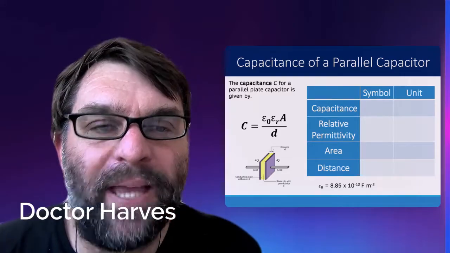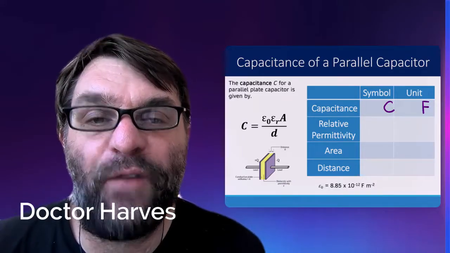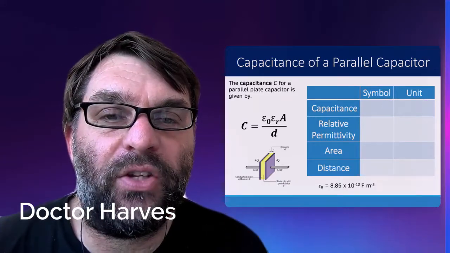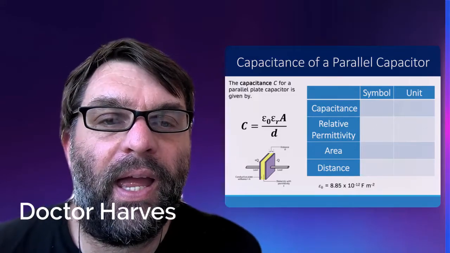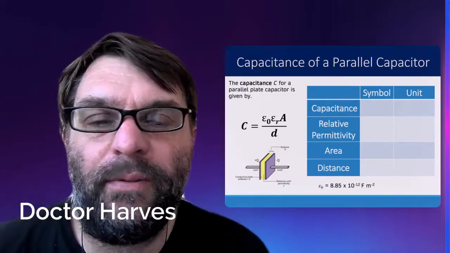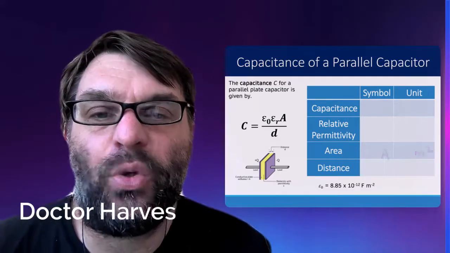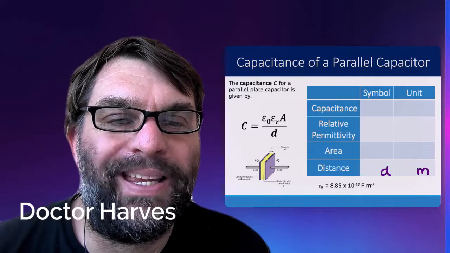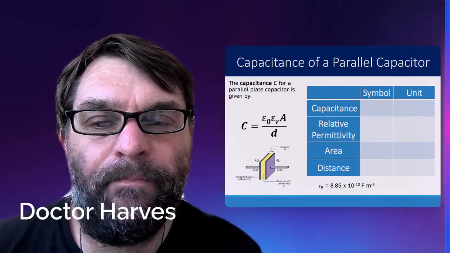Okay, so capacitance, the symbol of course is going to be C, and the units are going to be farads. Relative permittivity, the symbol will be epsilon r, and that's going to have no units because it's relative. The area will be, of course, capital A, and it's in meters squared, and the distance will be lowercase d, and the units, of course, are meters.